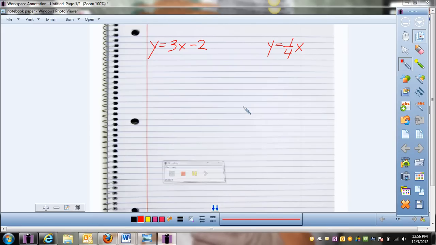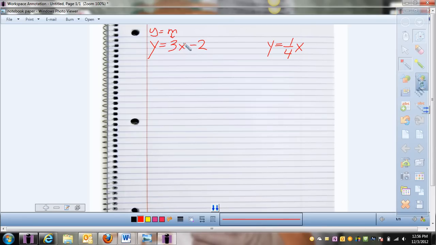Alright guys, today we're going to learn how to graph lines in slope-intercept form. So slope-intercept form, as you can see, is y equals mx plus b, as you saw on the notes in your Canvas page. So y is really nothing, m is the slope, x is the number in front, or right behind the slope, means nothing, and then minus 2, that's your b, that's your y-intercept.